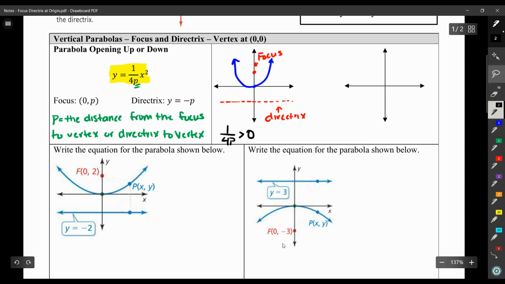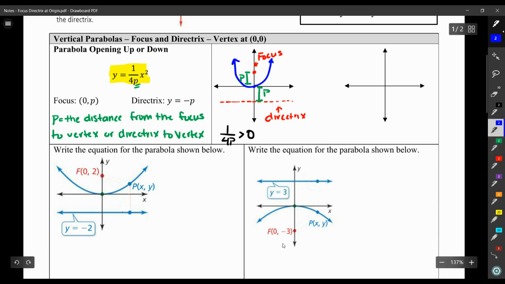So if you have a positive a value, because that's basically what this is, this is essentially an a value. Positive a means you're opening upwards. Now, where you find the value of p is from the focus to the vertex, so that's going to be p, or you can count from the vertex to the directrix, that is also p.